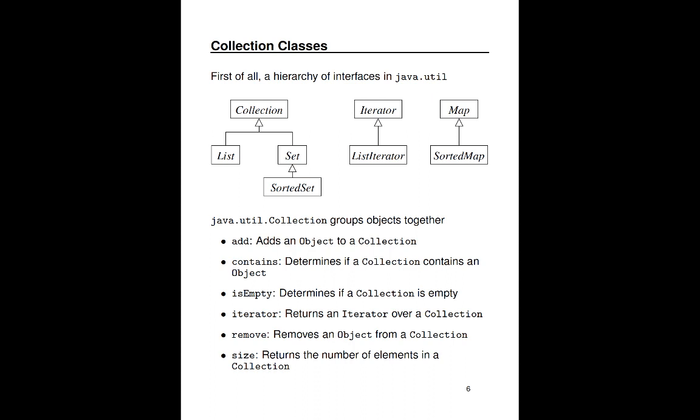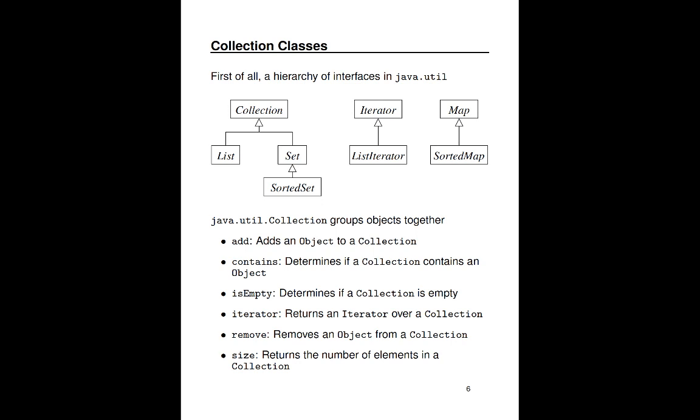Java util collection is a very abstract notion of an object that groups other objects together. It has methods like add, right? You can add some object to a collection. You can say whether or not the collection contains an object. Is there anything in the collection? Is it empty? You can get an iterator over a collection, meaning that this is an object that knows how to visit each element in the collection. You can also remove an object from a collection, and you can get the size of a collection.